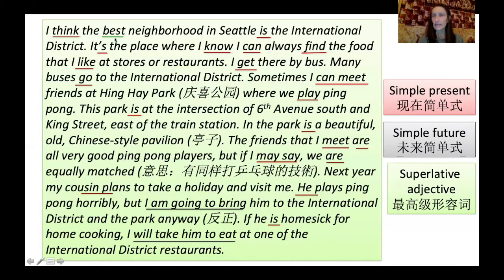So I think the best. Because it's best, I'm talking about more than two neighborhoods, more than two things. When it's two things, it's a 比较级形容词 that you would use. So if it was only two, it would be better if I was comparing two things. But here it's comparing all the restaurants. Oh, I mean, all the neighborhoods. I'm talking about neighborhoods. All the neighborhoods. Okay, best. All right, is there anything else on this page that I'm going to show you?